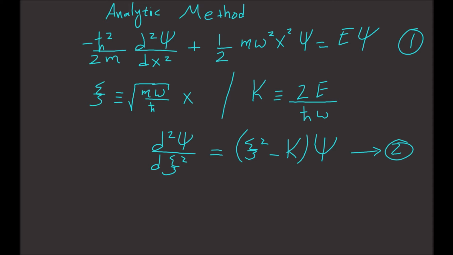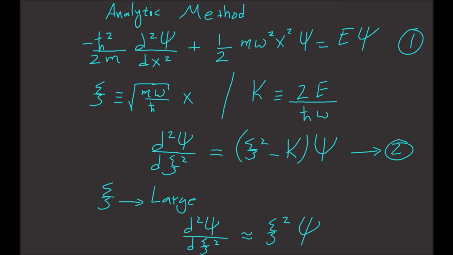So let's look at the first regime, which is when squiggly is very large. So when squiggly is very large, it dominates over k. It becomes a lot bigger than k. And the Schrödinger equation reads the second derivative with respect to squiggly approximately equal to squiggly squared times psi. So now let's try to solve this DFQ. We all know what the solution for this DFQ is.